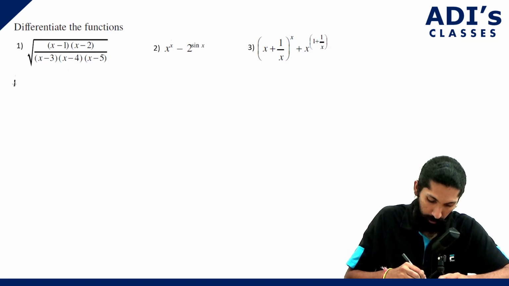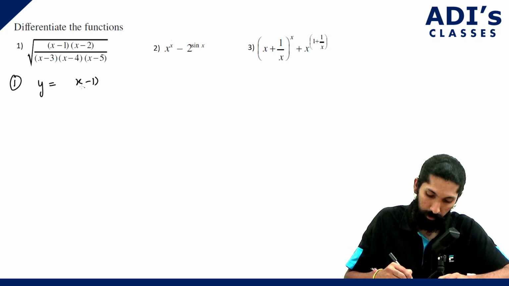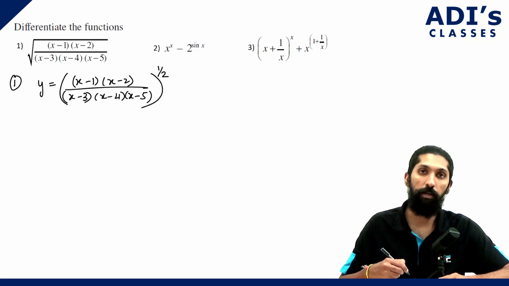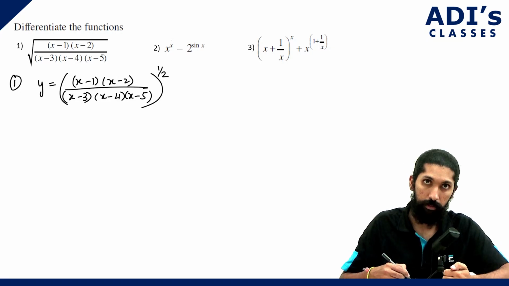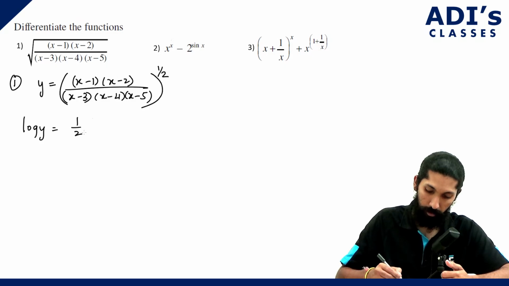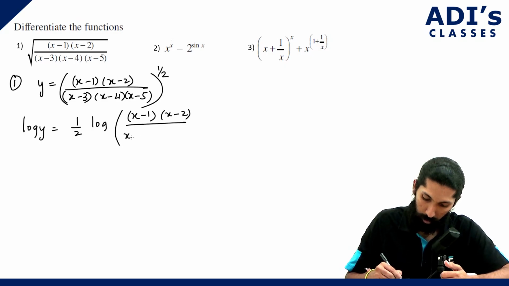So start by taking y is equal to ((x minus 1) into (x minus 2) by (x minus 3) into (x minus 4) into (x minus 5)) whole power half. Root is basically power half. Take log on both the sides. Log y is equal to half into log of this whole thing, (x minus 1)(x minus 2), (x minus 3), (x minus 4), (x minus 5).